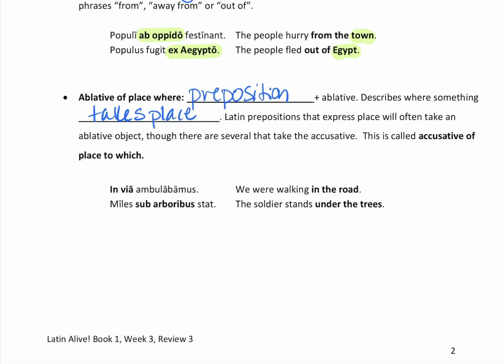But so here we have the ablative again. In via ambulabamus. We were walking in the road. So there's the one that takes in. Here also is again the ablative phrase. Miles sub arboribus stat. The soldier stands under the trees.